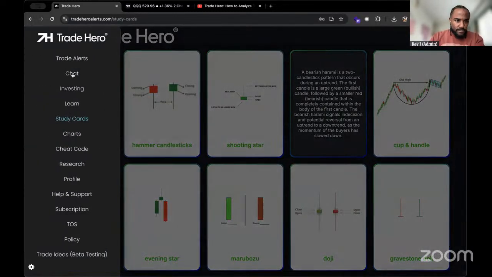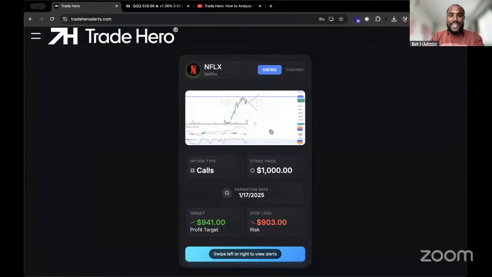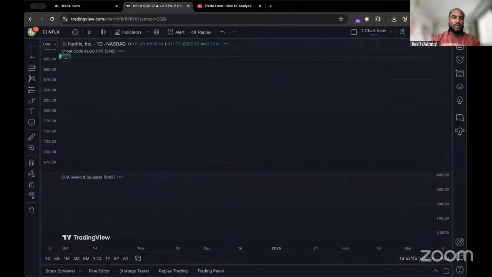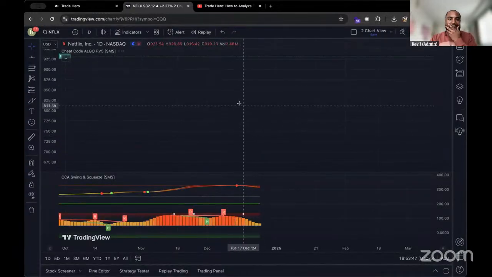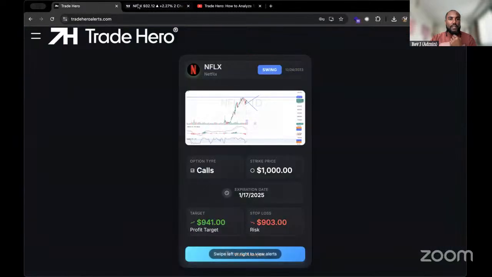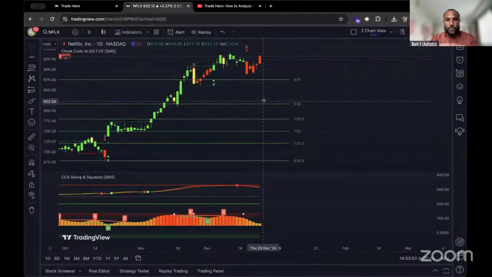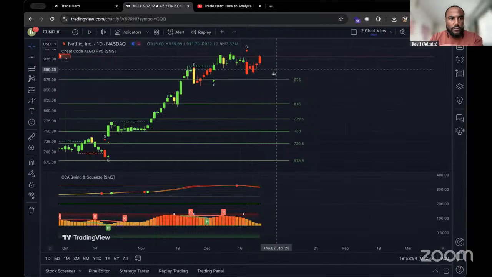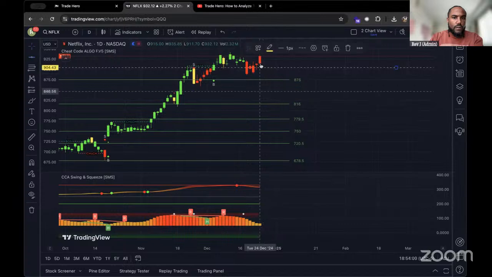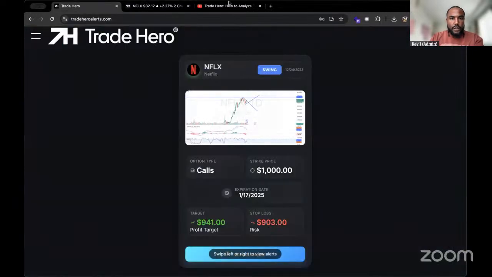Now, let's say you like that QQQ chart. Let's actually look at one that we have here. Let's look at Netflix. We got a strike price of 1,000. Our target is 941. 903 is the stop loss. So let's pull that chart up really quick. We'll go here to our charts in the app, and let's pull up the charts and plot some things here. We got a stop loss at 903. So our stop loss is going to be here, and then we have a target of 941.